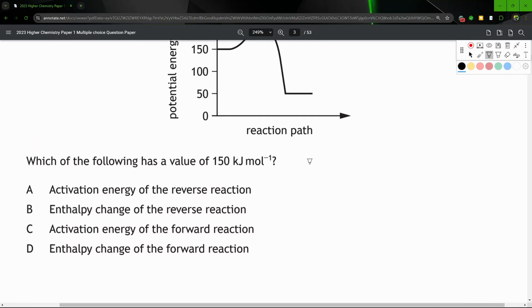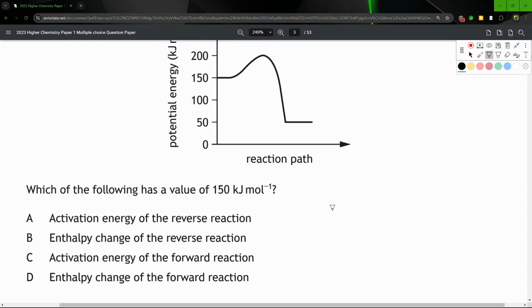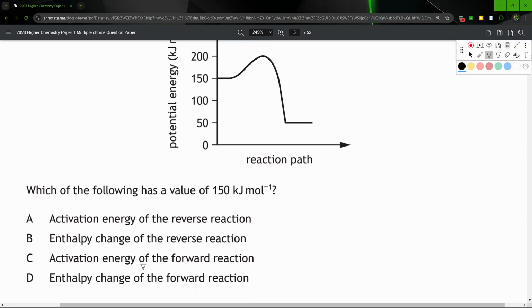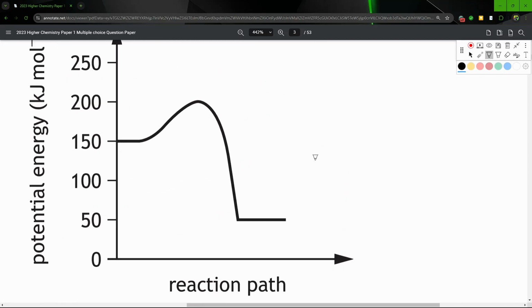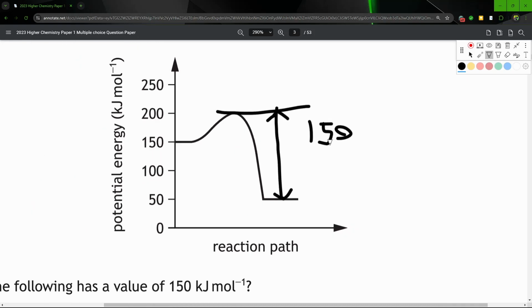This is the activation energy of the reverse reaction for enthalpy change reverse or vice versa. So, let's go through them, bottom up. Activation energy of the reverse reaction. So activation energy would be the energy that's required to get to this peak, right? So that's going to be 50 up to 200. That's 150. So A is looking pretty good.